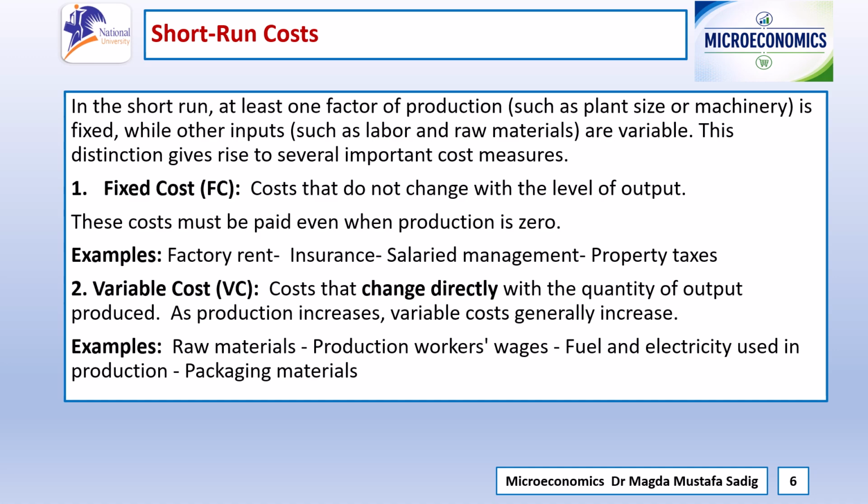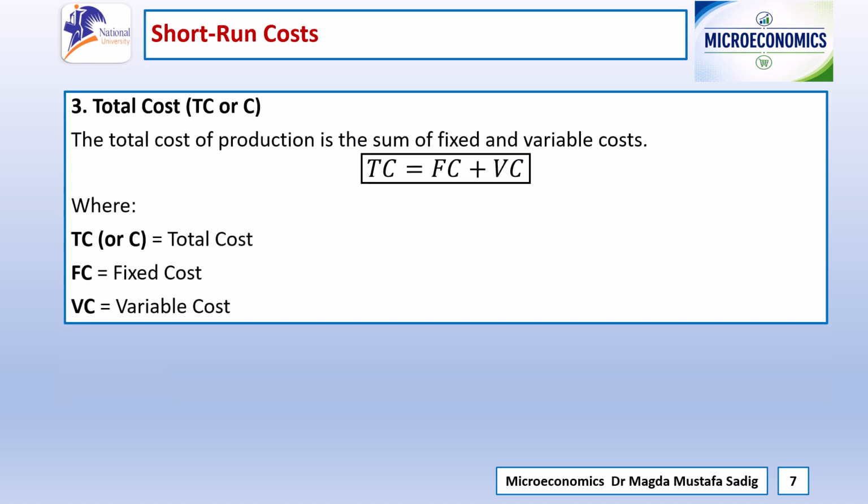Finally, total cost. Total cost equals fixed cost plus variable cost. This relationship is very important. Please remember the formula. TC equals FC plus VC.